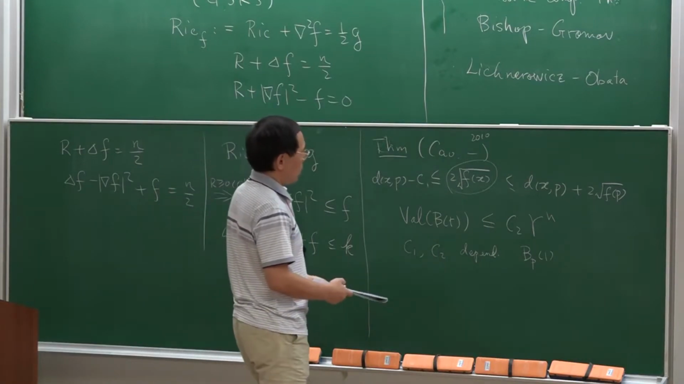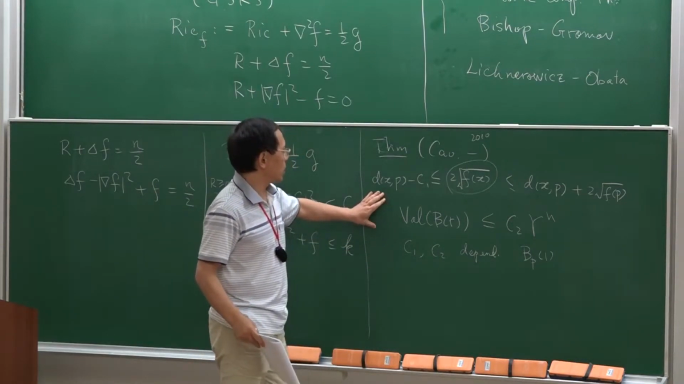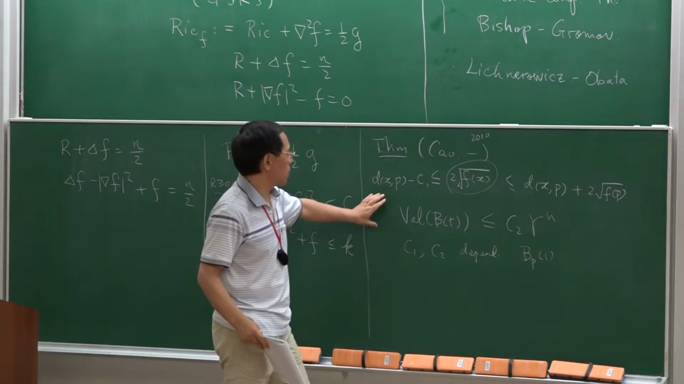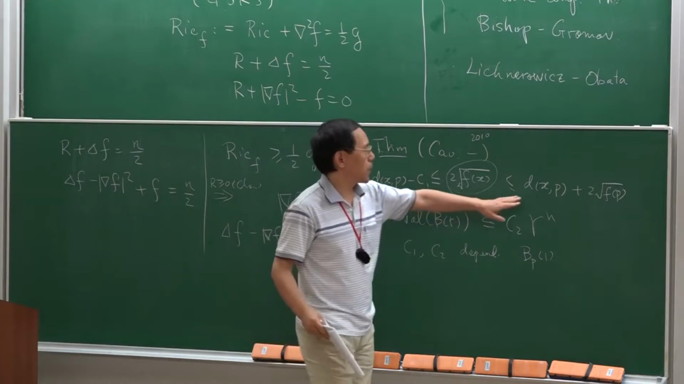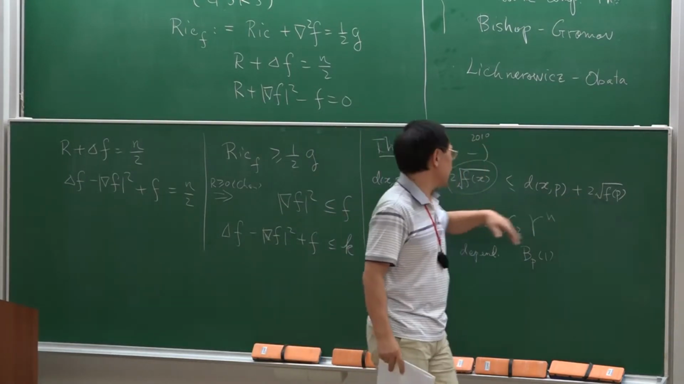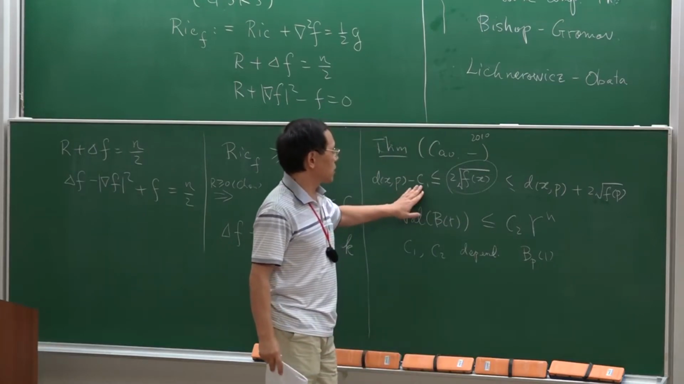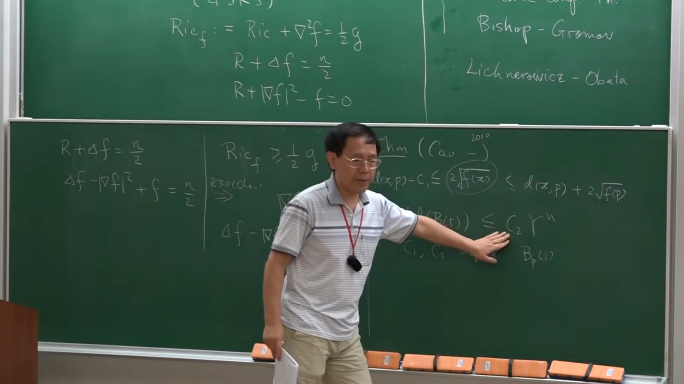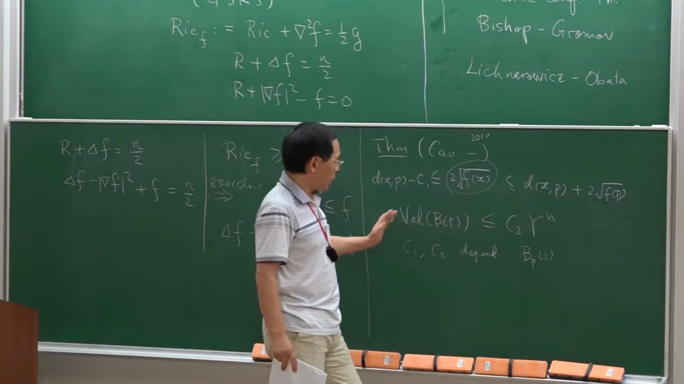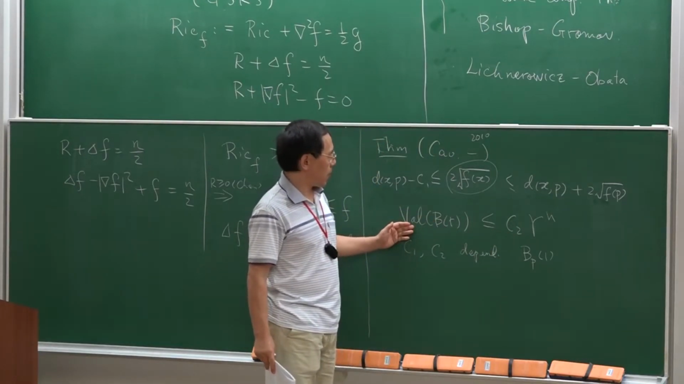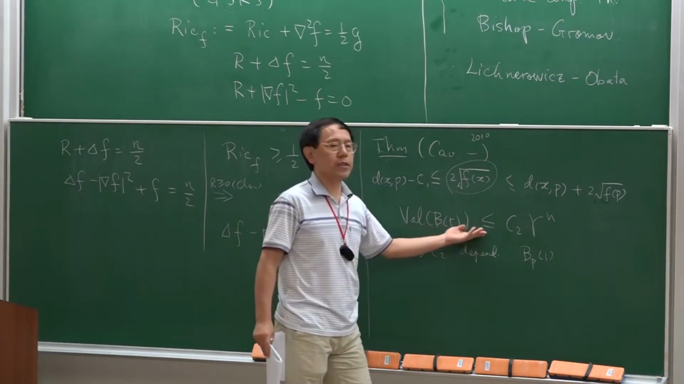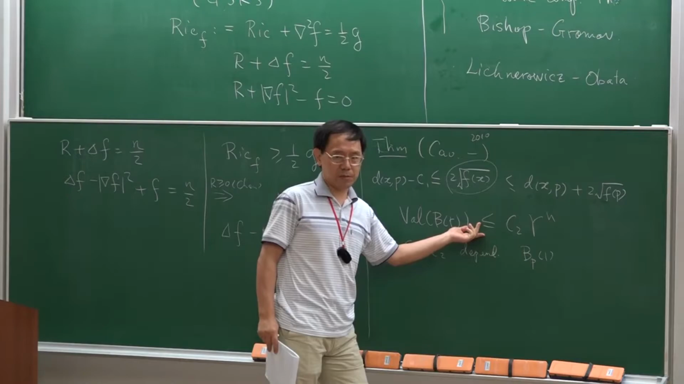Almost 1 year later, Haslhofer and Müller pointed out that if p is the minimum point of the function f, then he can choose the C1 and the C2 only depending on n. But the constant is not sharp, which I'm expecting, that if you have this kind of estimate, the equality holds if and only if it's a Gaussian soliton.